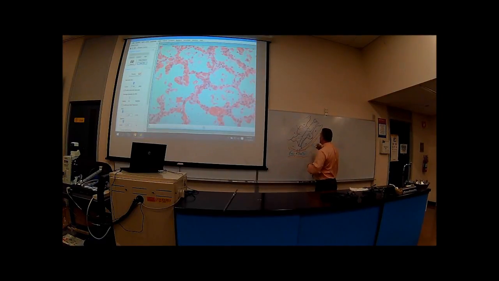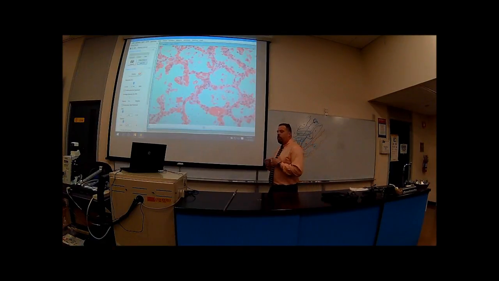And now the oxygen, O2, I'm sorry it's getting so messy in here, but the O2 has to go through all of this fluid and then all the thickening of the cells over here in order to get into the blood vessel. It's going to be much more difficult for oxygen to get in there. And that's why we're seeing a lot more people who have pneumonia.